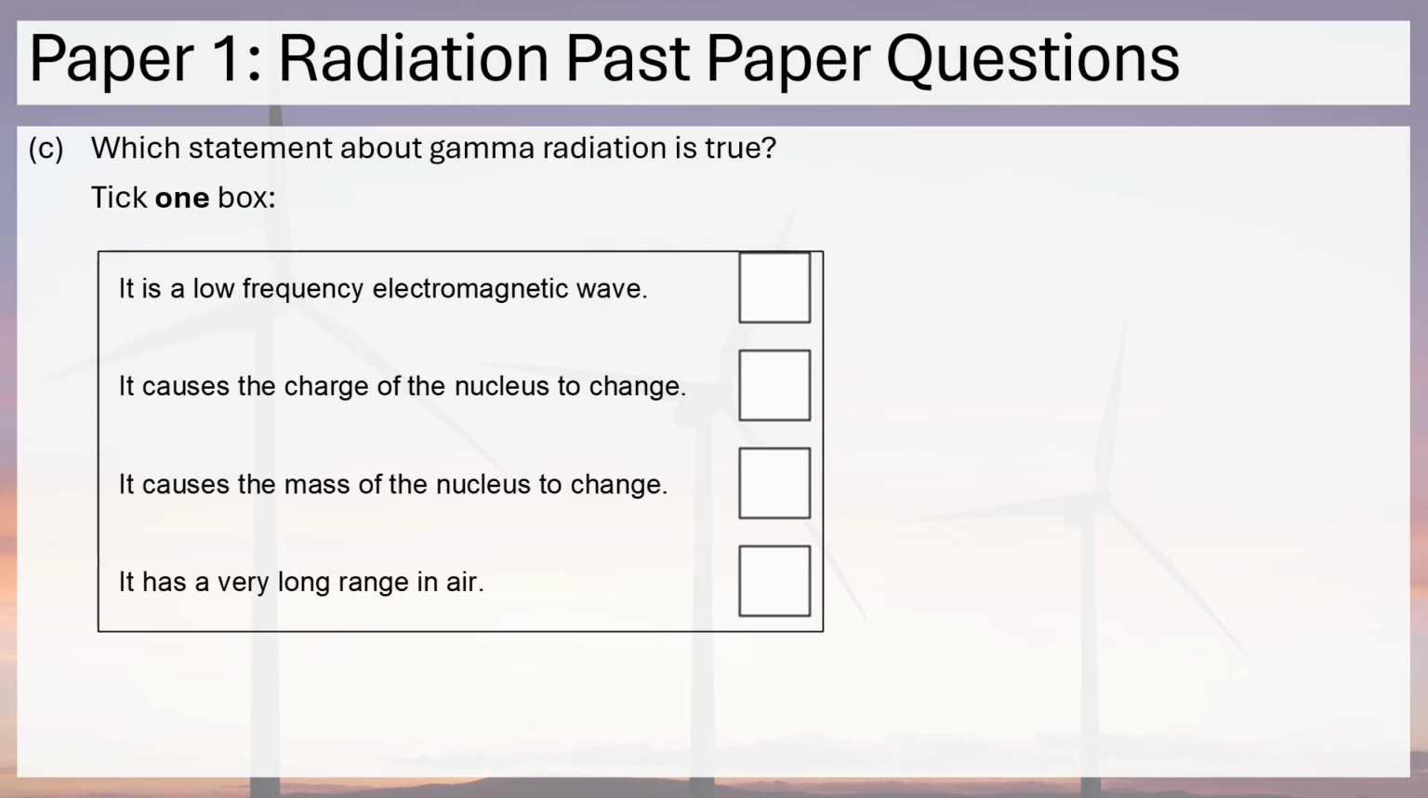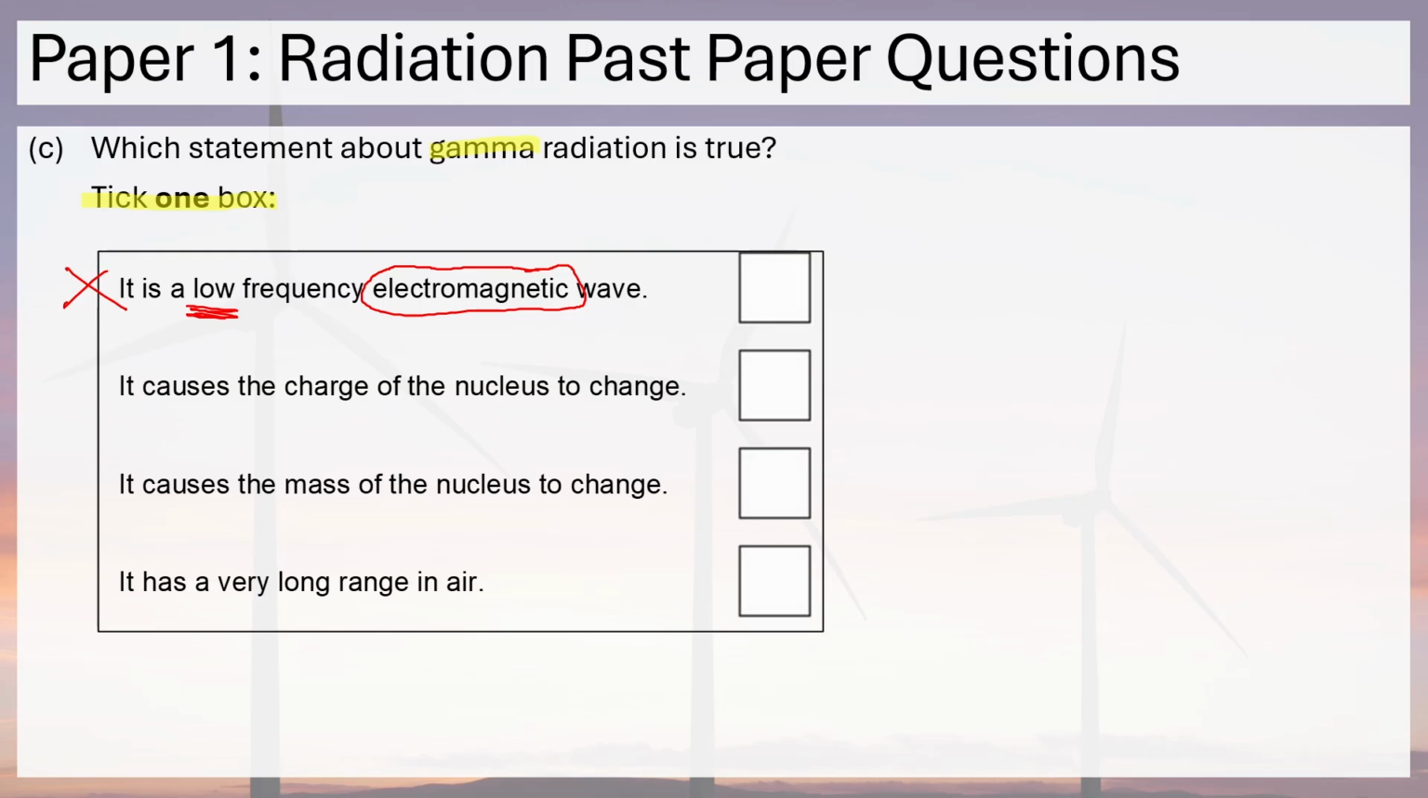Question C, another knowledge one. Which statement about gamma radiation is true? Again, tick one box, but this is a sneaky one, so read it really carefully. So it starts off with, it is a low frequency electromagnetic wave. Now it's very tempting to say, oh yes, I know it's one of those, and assume that's the right answer. But it says here low frequency. Now gamma is right at the top end of the electromagnetic spectrum. It's very, very high frequency. So despite the temptation, I need to check that and realise it's wrong.